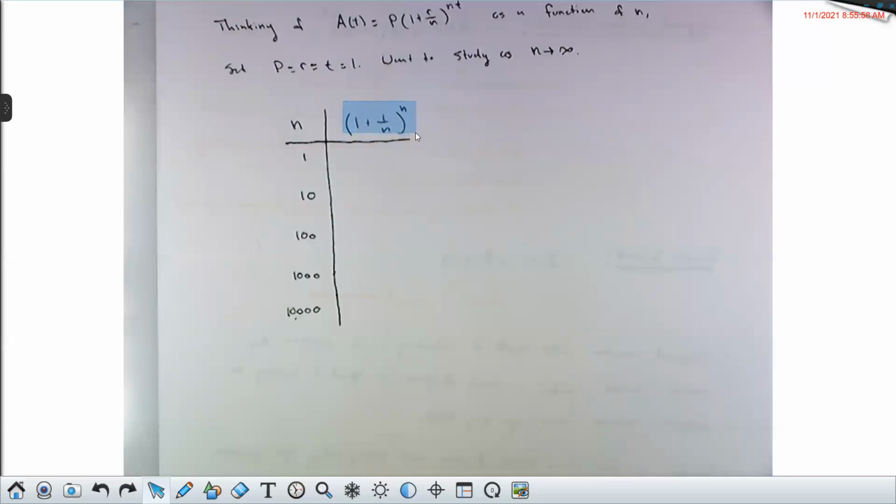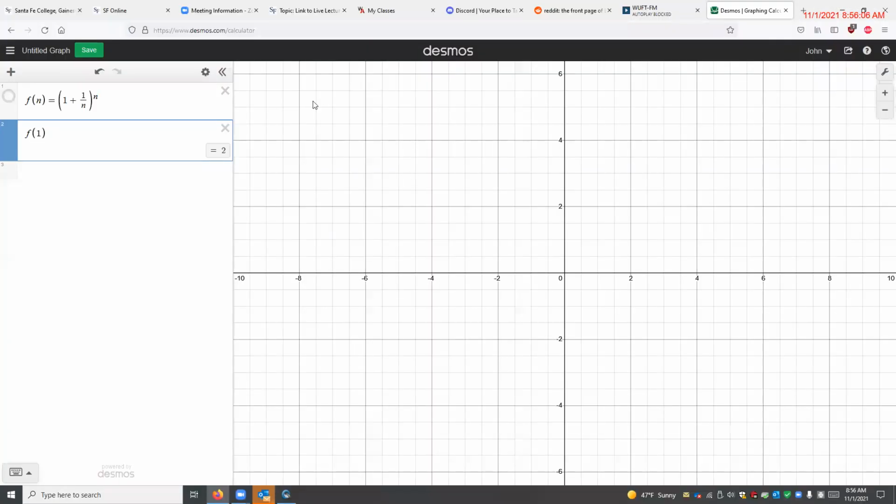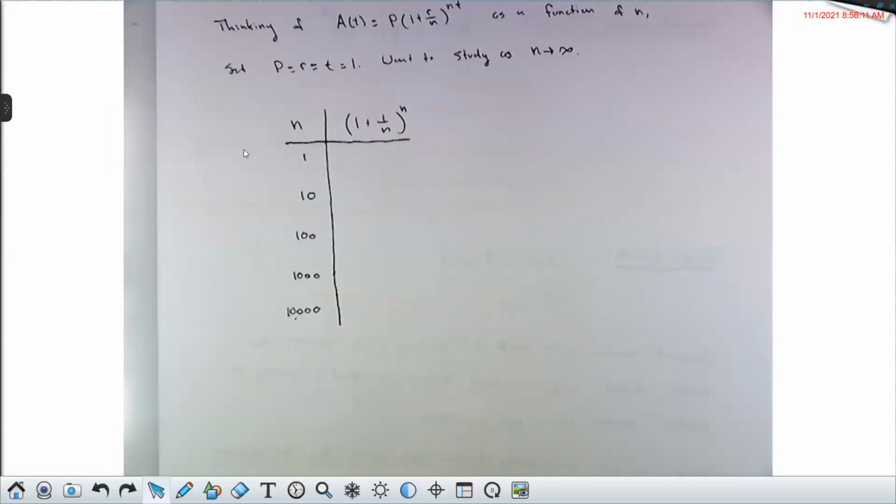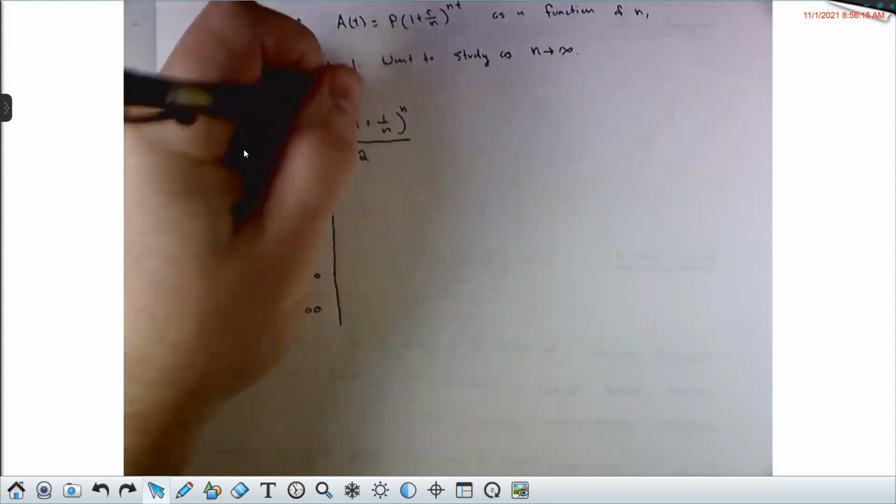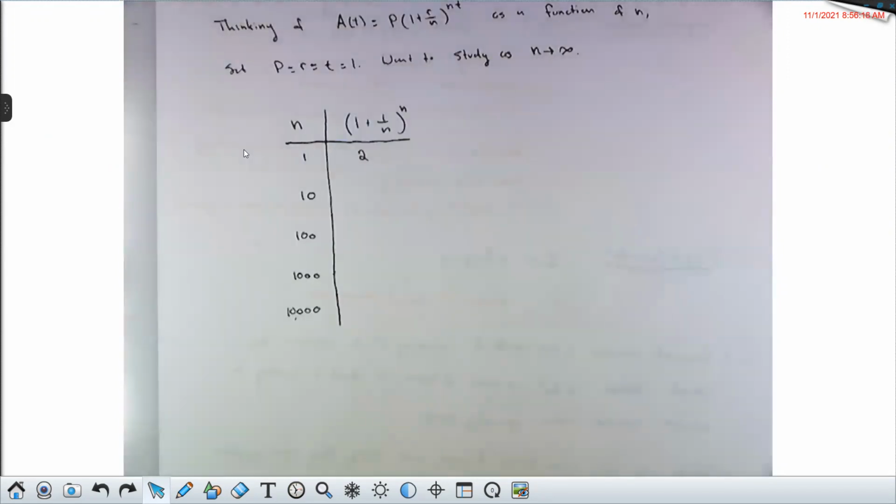It's also not a standard exponential function because the inside also has a variable in it. So thinking about this as a function of n, it's a very weird function. So don't be worried about that graph. But when we plug 1 in, we get 2 out, because 1 plus 1 over 1 all raised to the 1 power is 2.